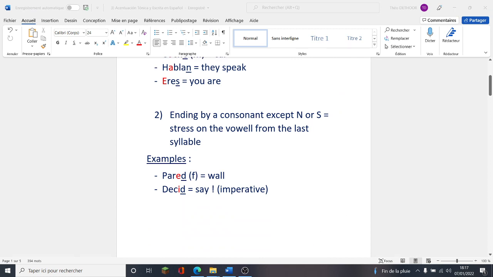Words ending in a consonant which is not N or S are stressed on the vowel from the last syllable. We have examples there, for example, pared, which is feminine and means wall, and decid, which is the imperative form of say.